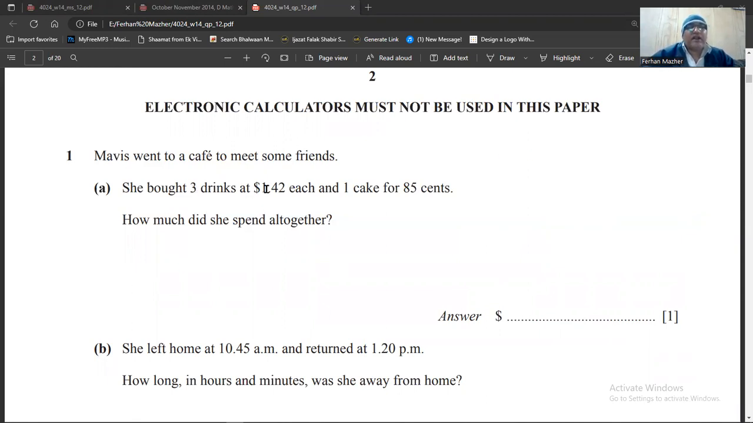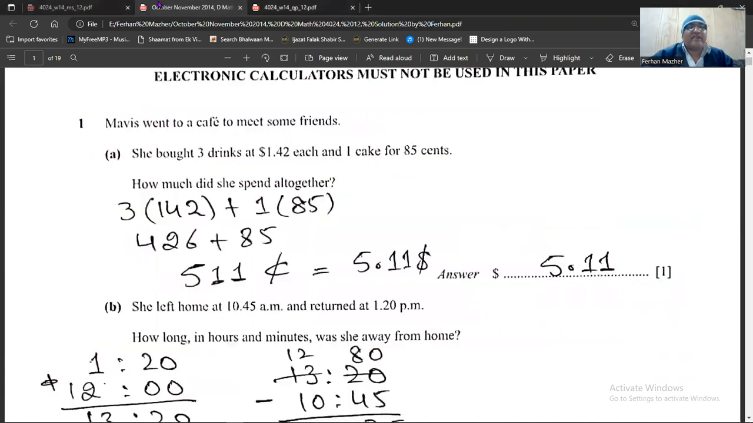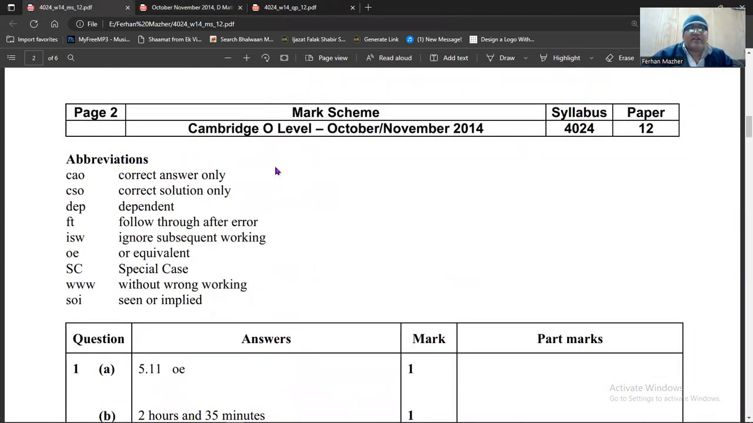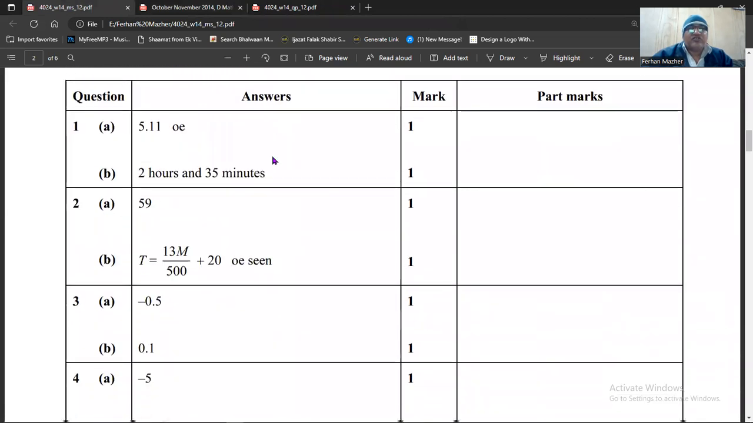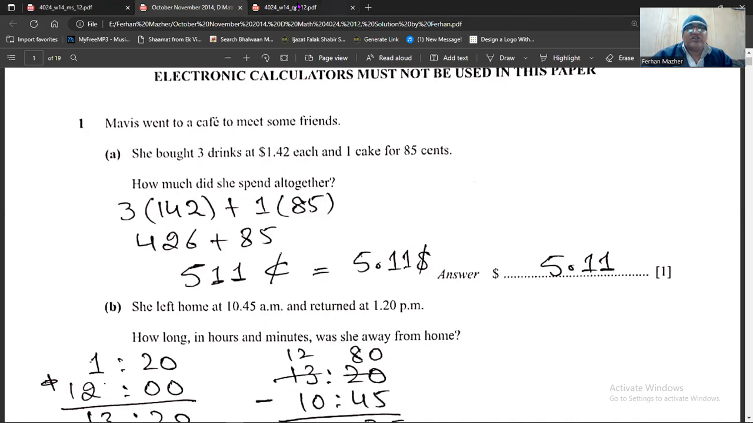So 3 multiply 1.42 plus 0.85, or if you convert all of them into cents, then it will be 3 into 142 plus 1 into 85. 3 multiply 142 is 426. So 426 plus 85 will be 511 cents, divided by 100 to convert it into dollars, so $5.11. $5.11 is the right answer, sir. So this is the solution.